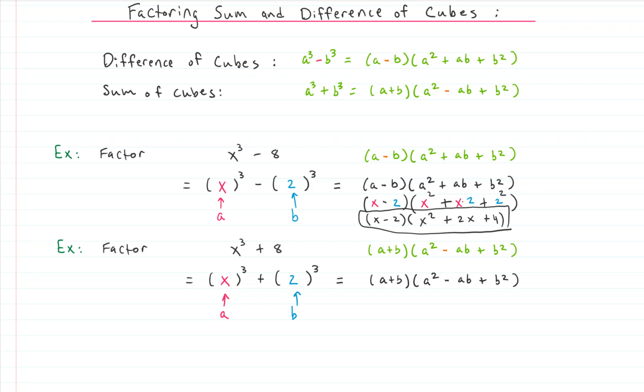So actually, I'm going to just literally plug them in. Instead of a, I'm going to put x. And b we said was 2. So let's plug 2 in for b.